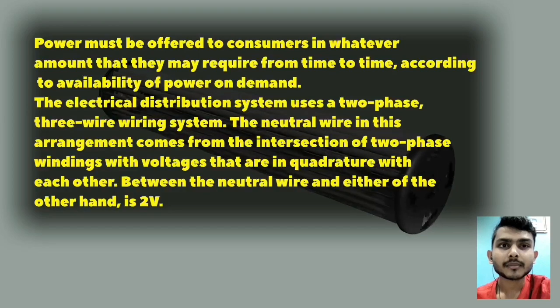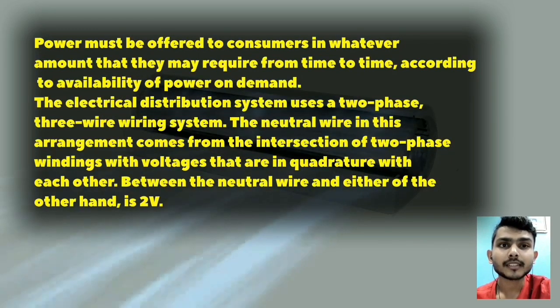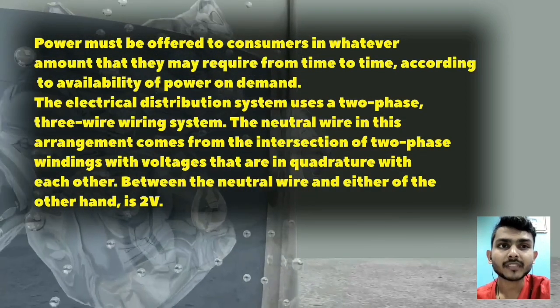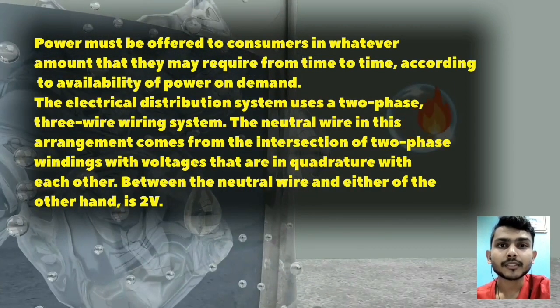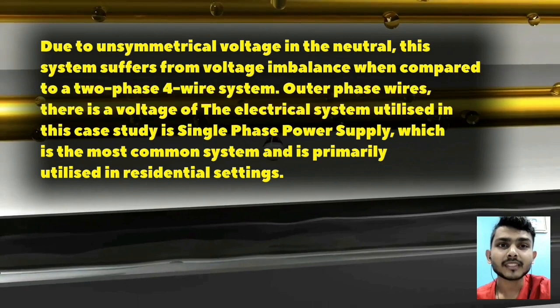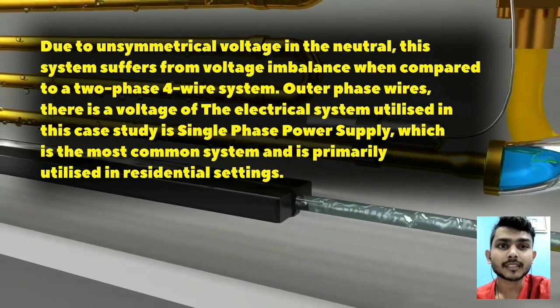The electrical distribution system uses a two-phase 3-wire system. The neutral wire in this arrangement comes from the intersection of the two-phase windings with voltages that are in quadrature with each other. Between the neutral wire and either one of the others is 2 volt. Due to unsymmetrical voltage in the neutral, the system suffers from voltage imbalance compared to a two-phase 4-wire system.